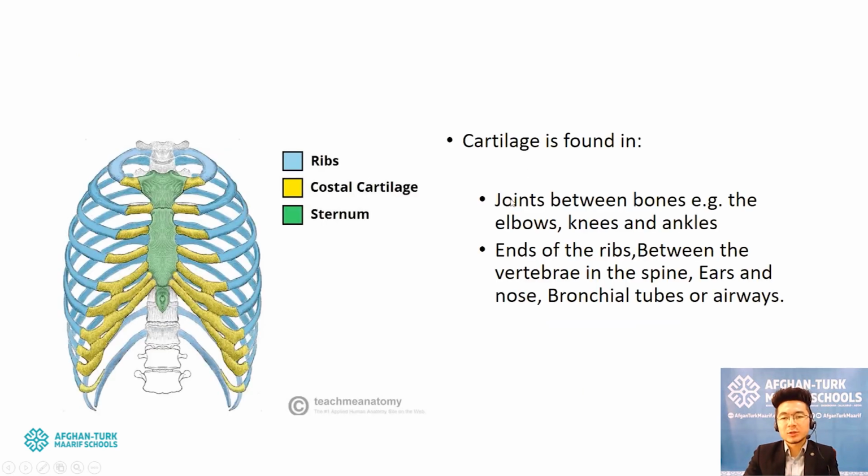Cartilages are found in the joints, for example, elbows, knees, and ankles, ends of the rib cage, and also between the vertebrae we have studied. Ears and nose are also made of this kind of cartilage, and the bronchi and other tubular airways of our respiratory system are made of cartilage.